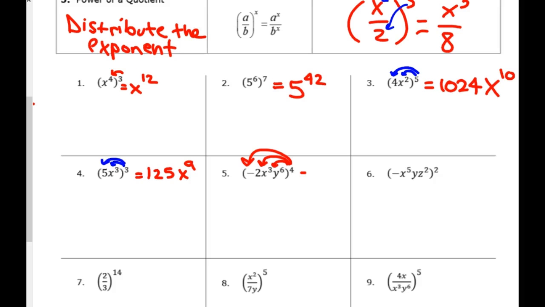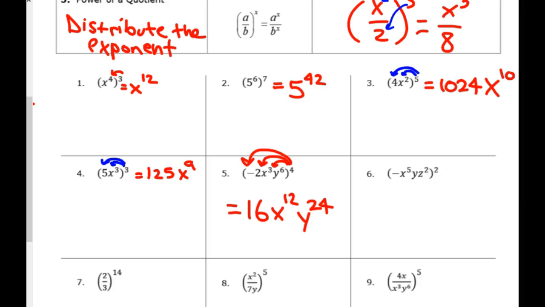And maybe I need more room, so I'll just do it down here. And then x. So what do I do with that 3 and that 4? Power to a power, multiply. 3 times 4 is 12. And then y to the power of 6 times 4 is 24. All right? So negative 2 to the 4th power we said was 16. And then 3 times 4 for the x, 6 times 4 for the y.